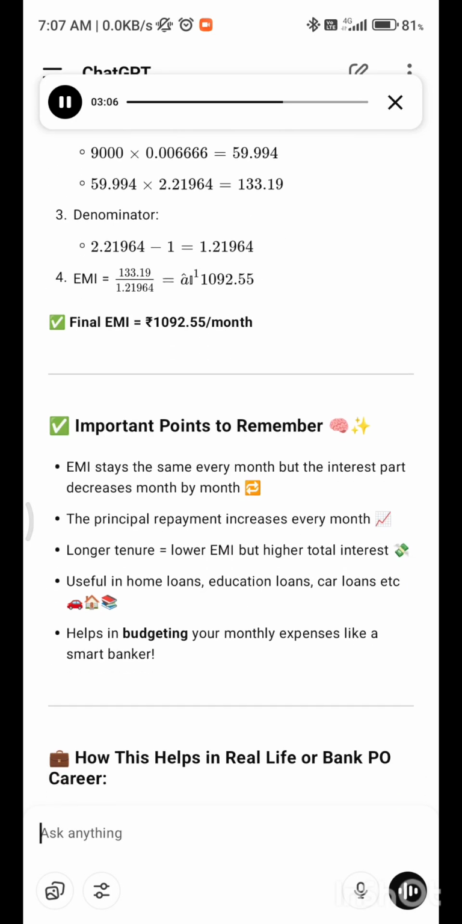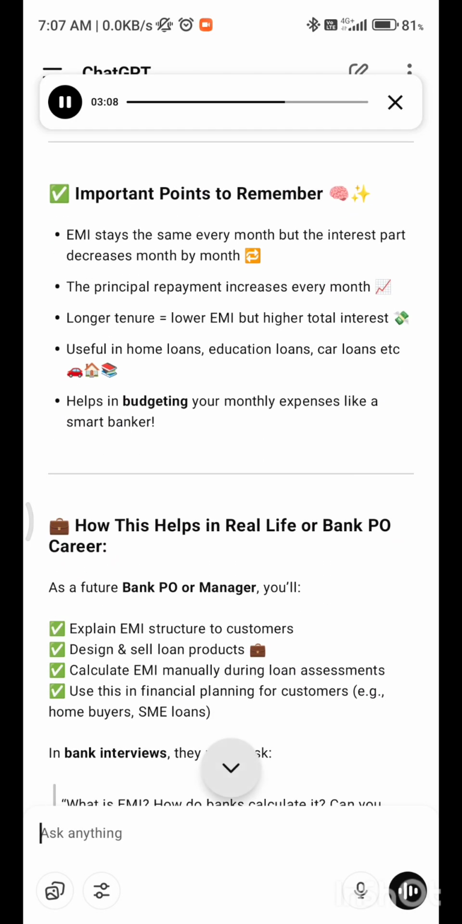Important points to remember. EMI stays the same every month, but the interest part decreases month by month. The principal repayment increases every month. Longer tenure equals lower EMI but higher total interest. It is useful in home loans, education loans, car loans, etc. It helps in budgeting your monthly expenses like a smart banker.